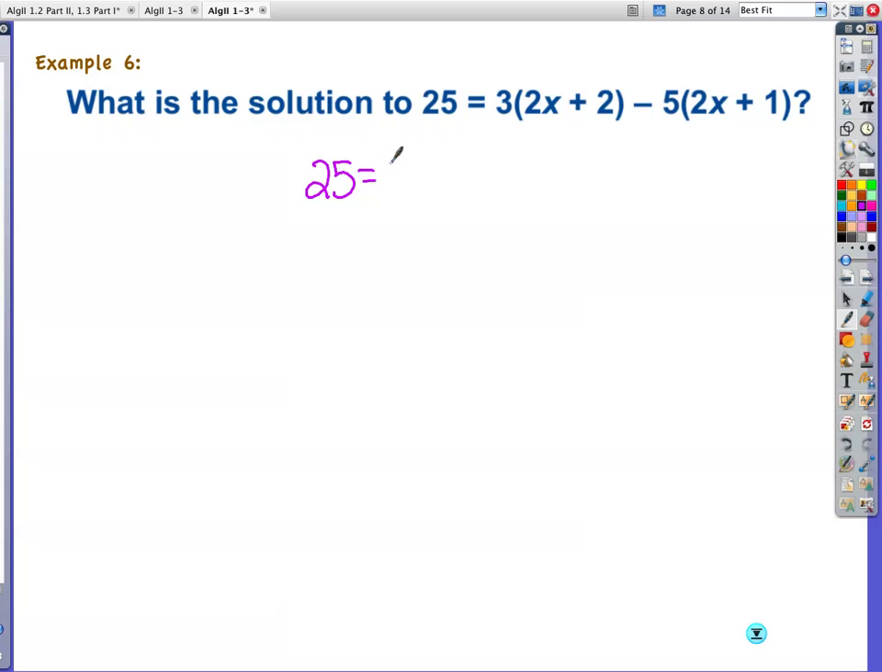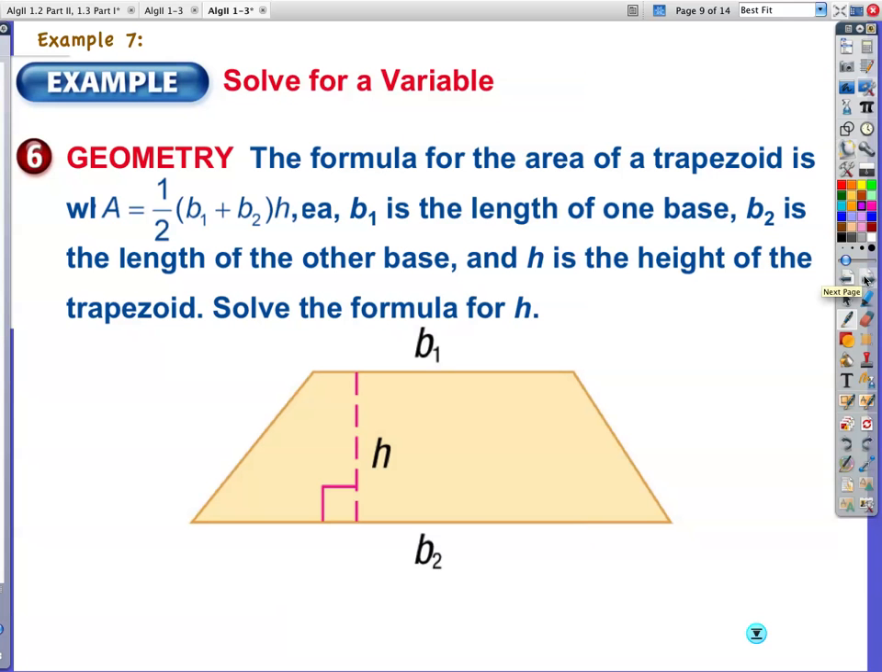25 equals distributive property, 6x plus 6, and then I have a minus 10x, because I take negative 5 times this. Take negative 5 times 1, so I have a negative 5 here. All right, I'm going to let you finish that one. Example 6 is all yours.